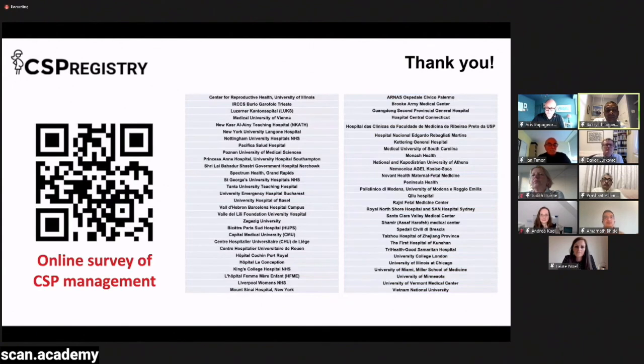The online survey code is still there. Really, really important to thank not only the speakers, but here is a chart that shows the 19 centers and the vast majority of the 35 onboarding centers. And without these clinicians from these various units who included their data in the registry, we would not be here.